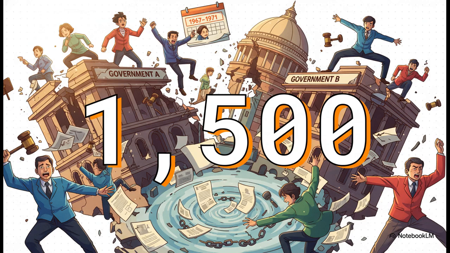1,500. That's the staggering number of MLAs, along with a full quarter of all members of parliament who defected between 1967 and 1971. I mean, to put that into perspective, imagine trying to run an entire country when a fourth of your national representatives are just constantly switching sides. It completely paralyzed the system, causing mass government collapses and administrative breakdowns all over the place.